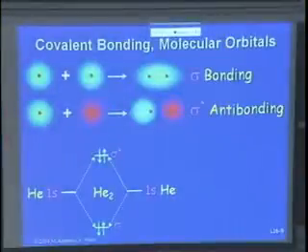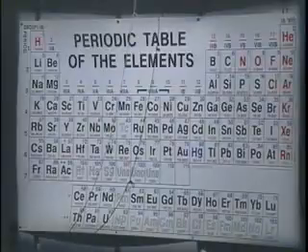What would be the bond order of this? 2 minus 2 for the antibonding is 0, divided by 2 is still 0. So helium-2 bond order 0 shows you it doesn't exist. It can't bond because helium is at the end of the period here, so there are no He2 molecules. That's what it shows to you.